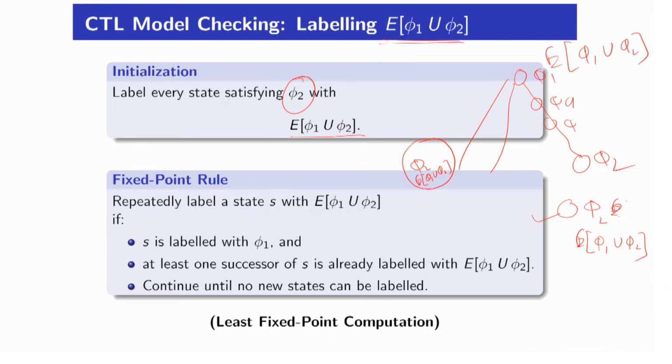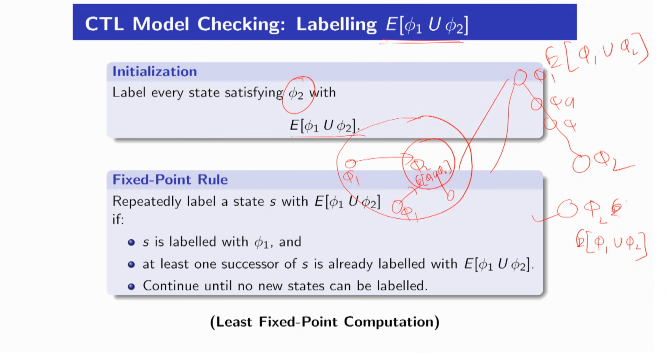What I have to see? I have to identify the states where phi 1 holds, and there is at least one next state where E phi 1 until phi 2 holds, right? Then I can mark this state also E phi 1 until phi 2, right? So I will basically include those states here, right? So I will identify all the states where phi 1 holds, and there is at least one next state where E phi 1 until phi 2 holds.